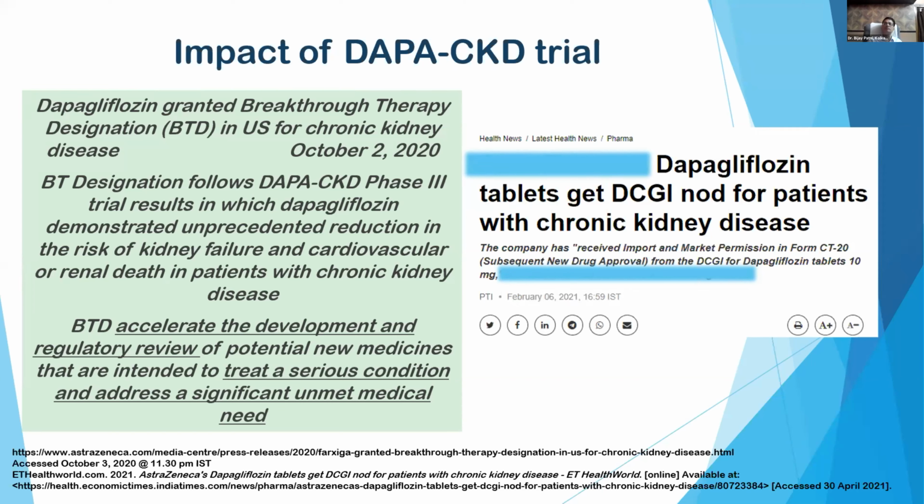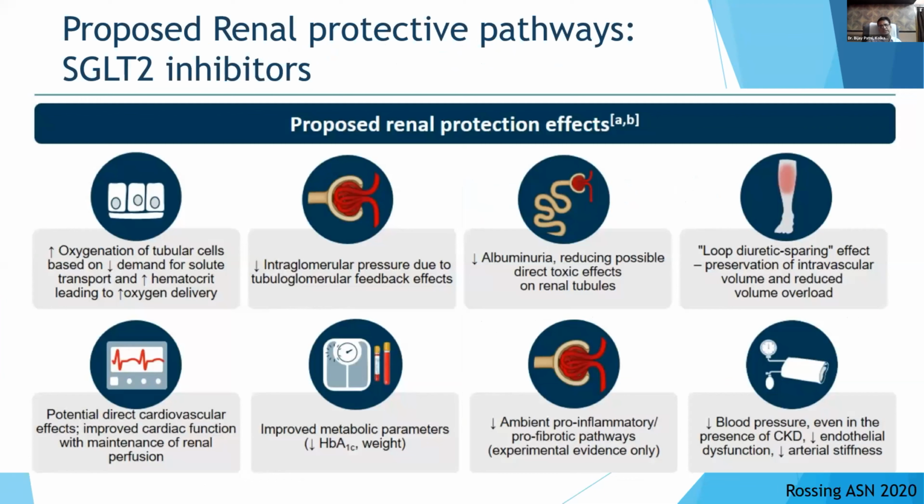And these are the proposed renal protective pathways which the SGLT2 probably has. That is, there is increased oxygenation of tubular cells based on decreased demand for solute transport and increased hematocrit leading to increased oxygen delivery. There is a decrease in the intraglomerular pressure due to the tubuloglomerular feedback effects. There is decreased albuminuria, possibly reducing direct toxic effects on renal tubules. There are loop diuretic sparing effects. There's a preservation of the intravascular volume and reduced volume overload.